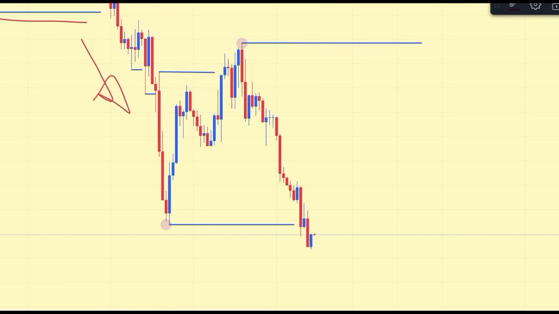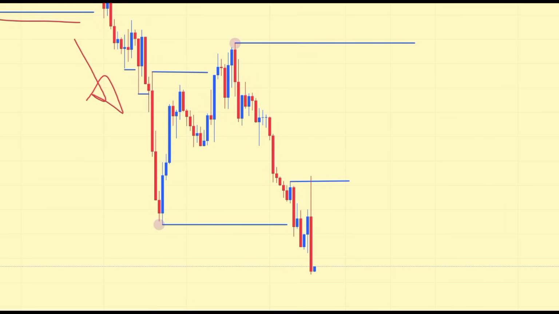All right, so right now if I am to mark the inducement, I'll mark this one here, and in this case it will be a minor inducement because it occurred before the break of structure. All right, so let me continue mapping price and see what price does.